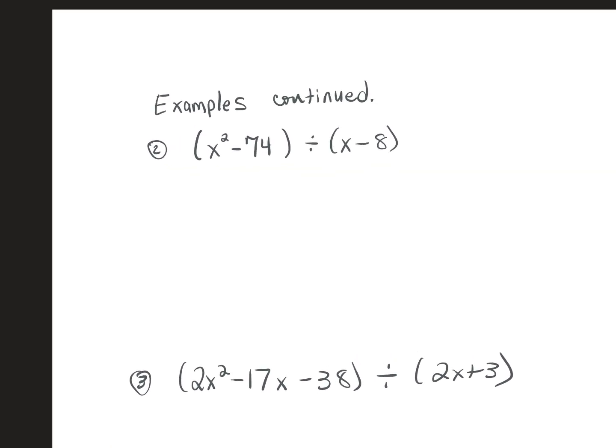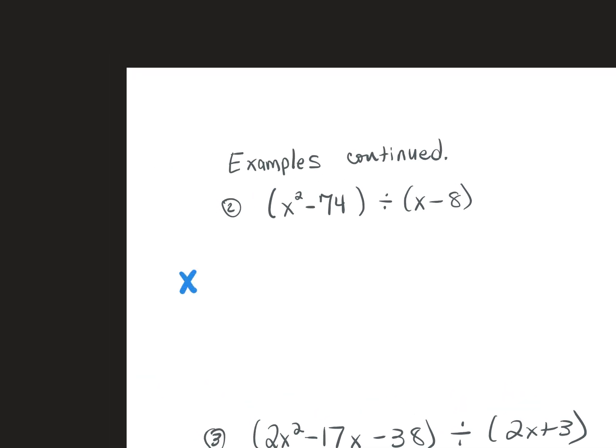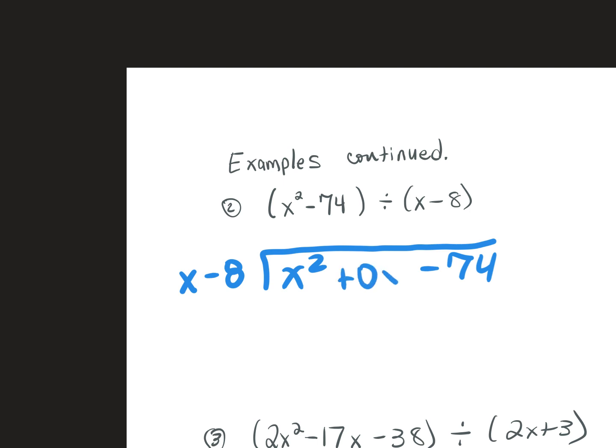What goes on the inside? What goes on the outside? X minus 8 is going to go on the outside. And then what's going on the inside? X squared minus what? 74. Why did I put a big space there? You have to account for every single exponent, right? So if I start with x squared, do I have an x to the first power? No. So I'm just going to go ahead and write a plus 0x. You can make it a plus or a minus. It doesn't matter. But you have to have that placeholder.